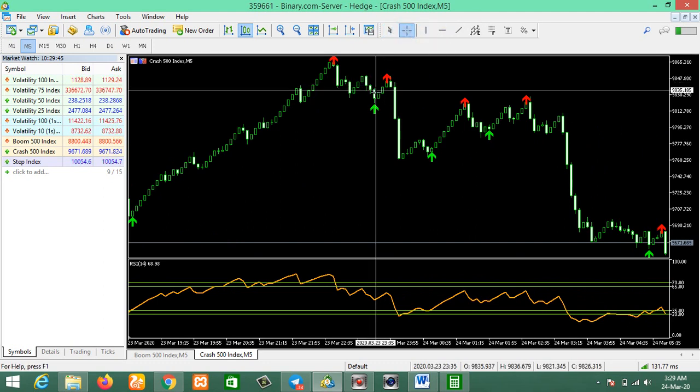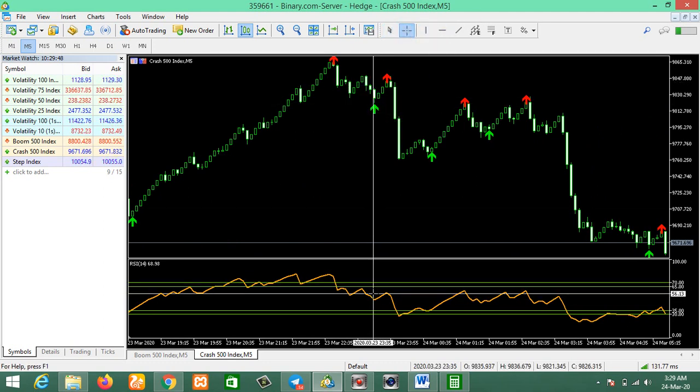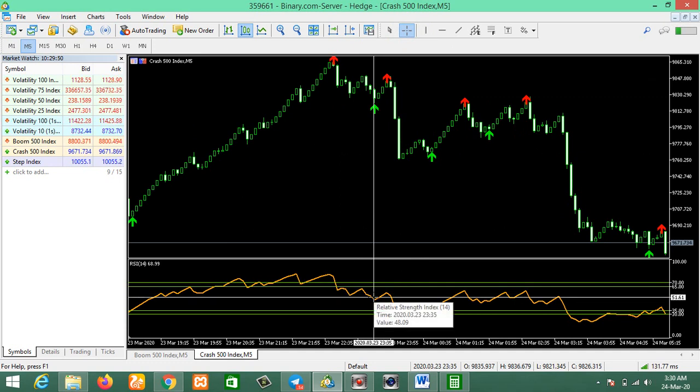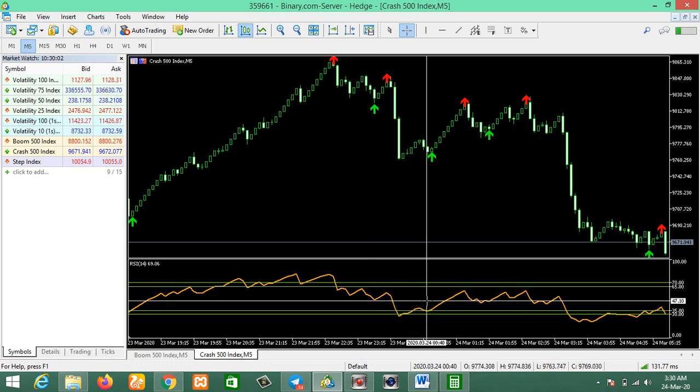Okay, let's check this arrow. What's the value of our RSI at this point? You can see that it is 48. That is huge already, because we enter when it is 30 to 40, then we leave when it is like 50 upward, and this is 48, almost 50, so we cannot enter there. So wait for another green one.